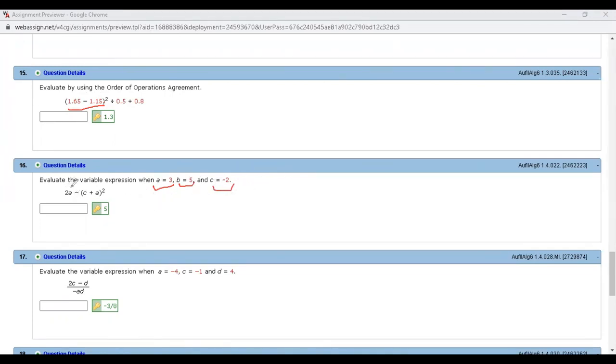So all we do is just plug it in. That's simple. Now, of course, after you just plug it in, you have to follow the same rules of the order of operations.